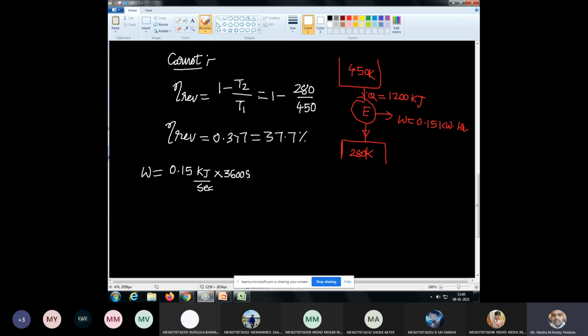So therefore it will become joule. How much will it be? Tell me, operate and tell me. 0.15 into 3600, we will get 500 and how much?